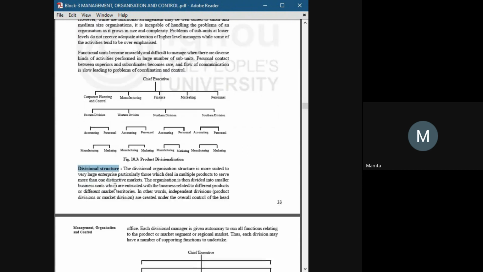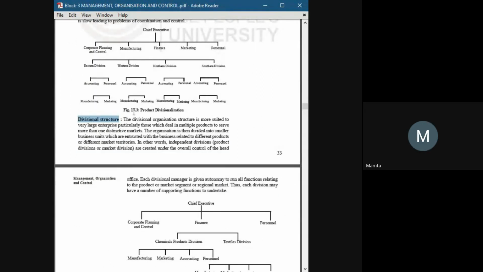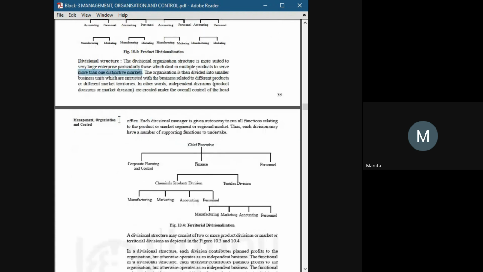Divisional structure. As the name says, divided structure. The divisional organization structure is more suited to very large enterprises, particularly those which deal in multiple products to serve more than one distinctive market. As an example, the company Nestle is involved in multiple products. It's dealing in multiple products, so they follow the divisional structure, and this is how it looks.